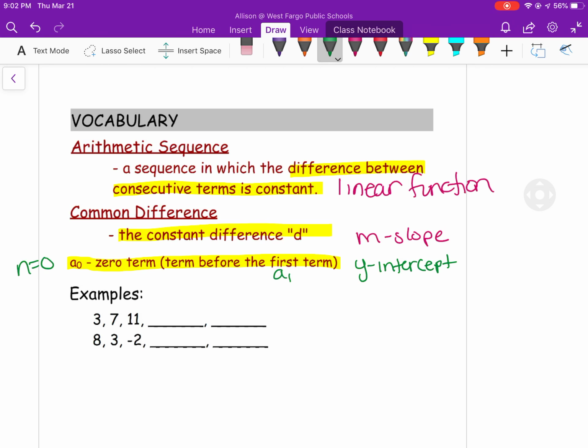It's just a common difference. So 3, 7, 11, we're adding 4 every time. So 11, 15, 19. Our common difference here was plus 4. 8, 3, negative 2. Here we're subtracting 5 every time. So negative 2 minus 5, negative 7, negative 12. You're subtracting 5 every time. You have a common difference. These are examples of an arithmetic sequence, something that changes at a constant rate.